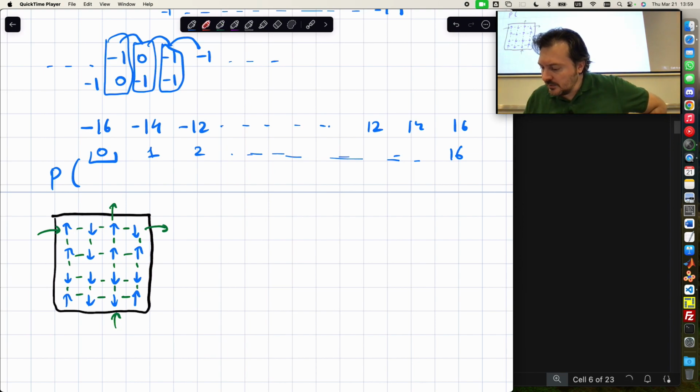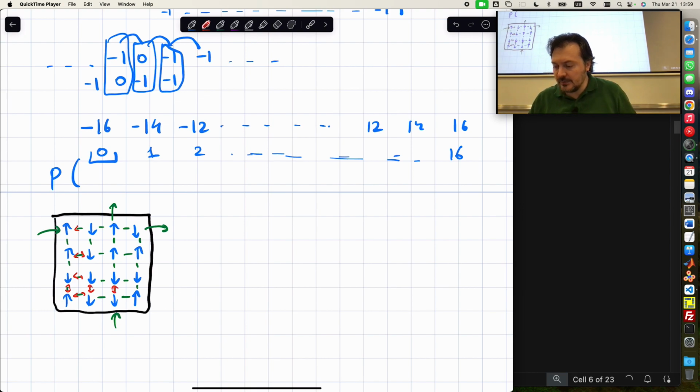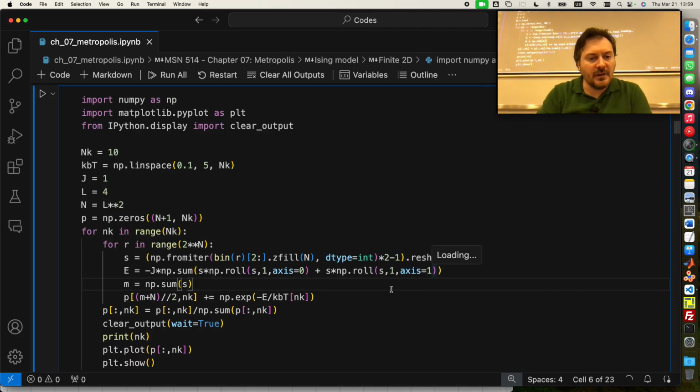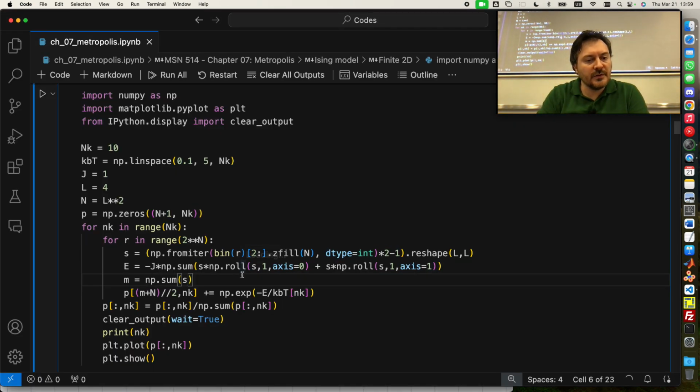Exactly. So I shift to the left and multiply, so I take care of these interactions. Then I shift up and multiply, and I take care of those interactions. Yes? Good? This is the energy, and the rest of the code is the same.